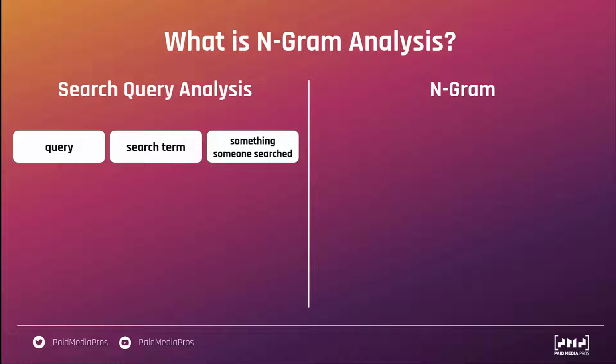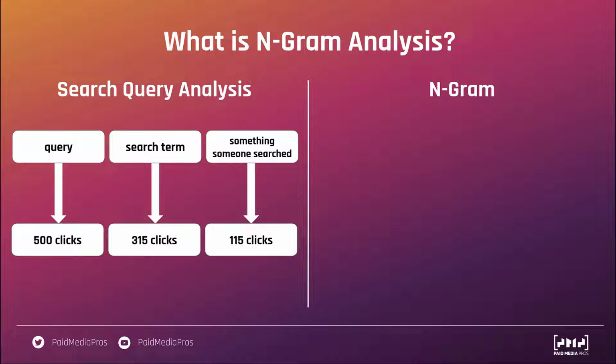So first, let's say when you're going into a search query analysis, you have these three search terms: query, search term, and something someone searched. I picked these specifically because you'll notice that query is one word, search term is 2 words, and something someone searched is 3 words. When we do typical search query analysis, we would see the performance for each of these search terms by themselves. So we would see that query had 500 clicks, search term was 315 clicks, something someone searched had 115 clicks. There's just a line item for each search query as a whole, and that can be really useful, but sometimes we need to go a little bit deeper than that.